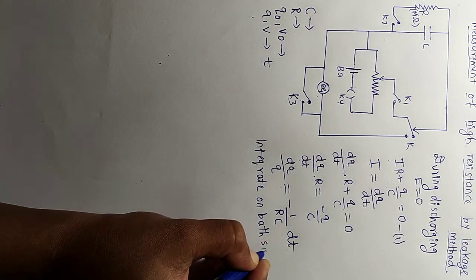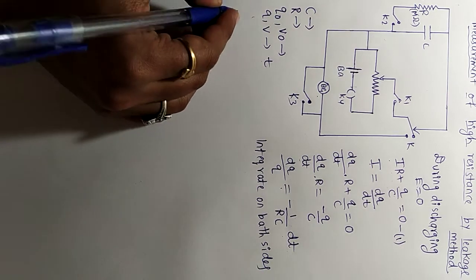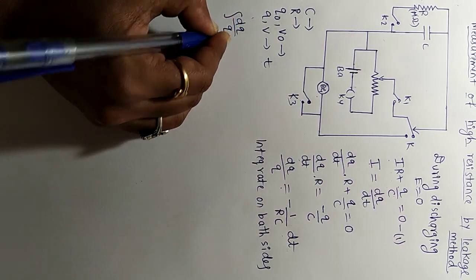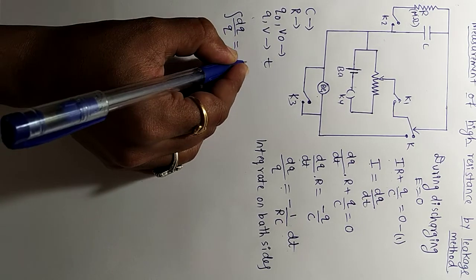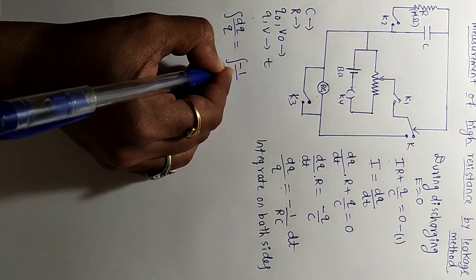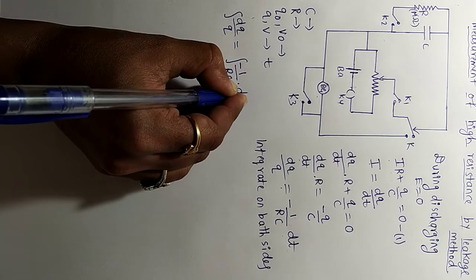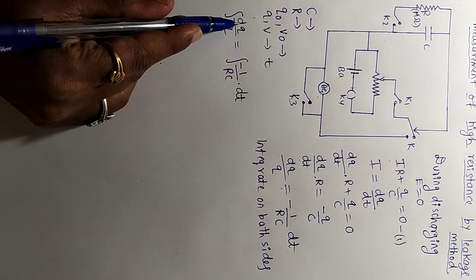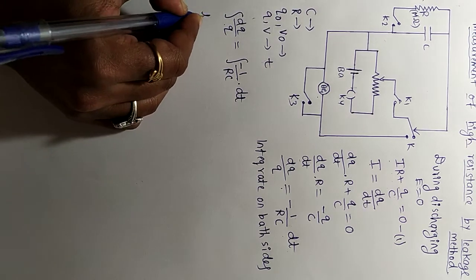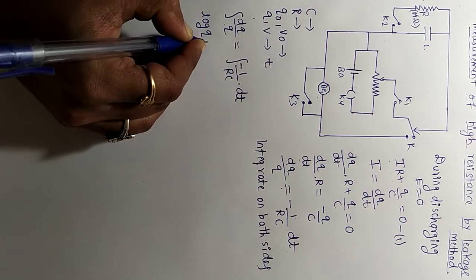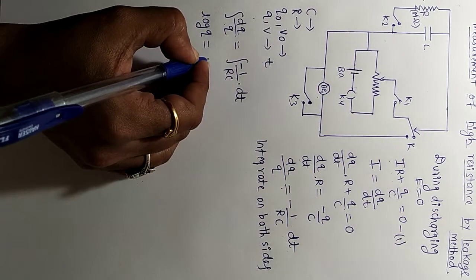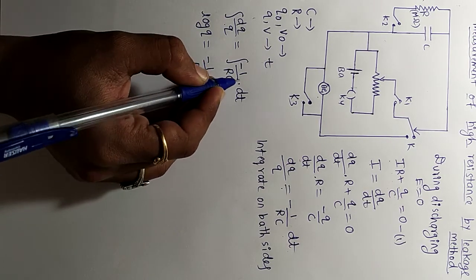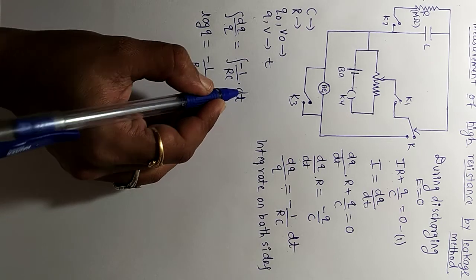Integrating the equation on both sides, we get the integration of dq by q, which is equal to the integration of minus 1 divided by RC into dt. And what is the integration of dq by q? As you know, it is log q. It is equal to minus 1 by RC, I'll write as it is because it is a constant term. And what is the integration of dt?